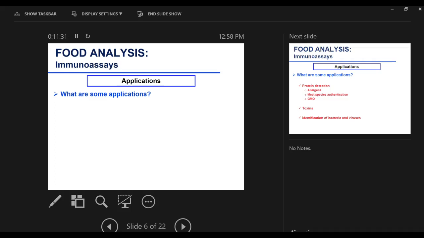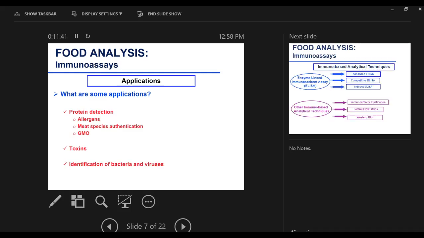And it is used for toxins in food. It could be pesticides, mycotoxin. We will learn about those next. So it has multiple applications. So allergens is a big one. Gene species authentication. A few years ago, there was something that came up in the news that beef patties are made with some horse meat.